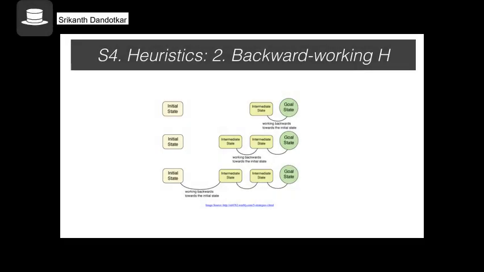Now, you might have heard of the backward working heuristic, where you're not starting from the initial state, but you actually start from the goal state. It's opposite to the means-end heuristic. You're starting from the goal state and going through all the intermediary states till you get to the initial state. By doing so, you figure out how to go from the initial to the final state. This is like reverse engineering.